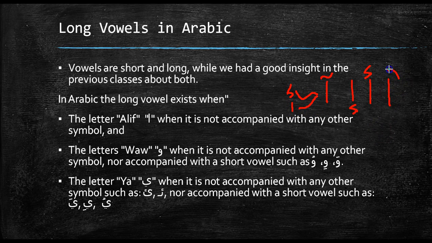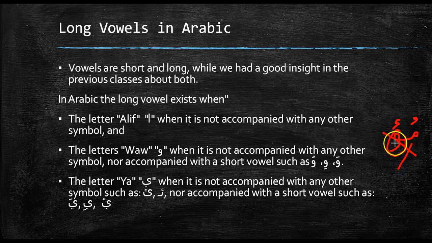Okay? This is a long vowel. This is not a long vowel. This takes the dhamma. You can say u or a or e. Okay? Now, here the waw is not accompanied with any other symbol, such as here, for example. See? This is called a hamza, as we said. We don't pronounce the waw. We pronounce the hamza only. We say, for example, mu'minun. See? We don't pronounce the waw. We pronounce the hamza, although it is written on a waw.